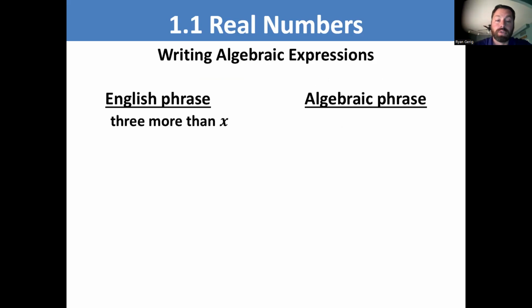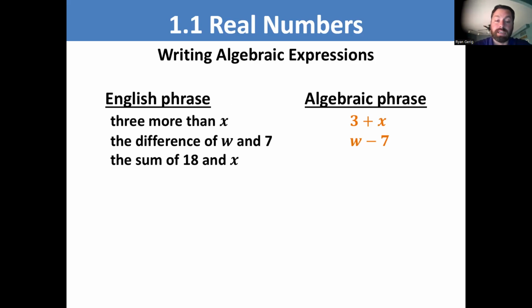For example, 3 more than x. Well, the word 3, we know the symbol for that. That is the number 3. More than implies addition. So you're going to see 3 plus x. And that's the algebraic phrase that comes from the English phrase. Another example, the difference of w and 7. Difference implies subtraction. So we're subtracting the first one and the second one. And you'll see the algebraic phrase, w minus 7.